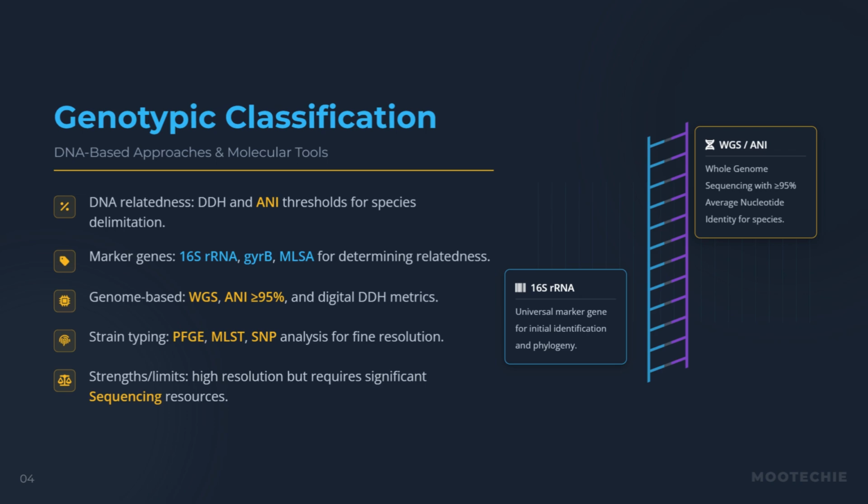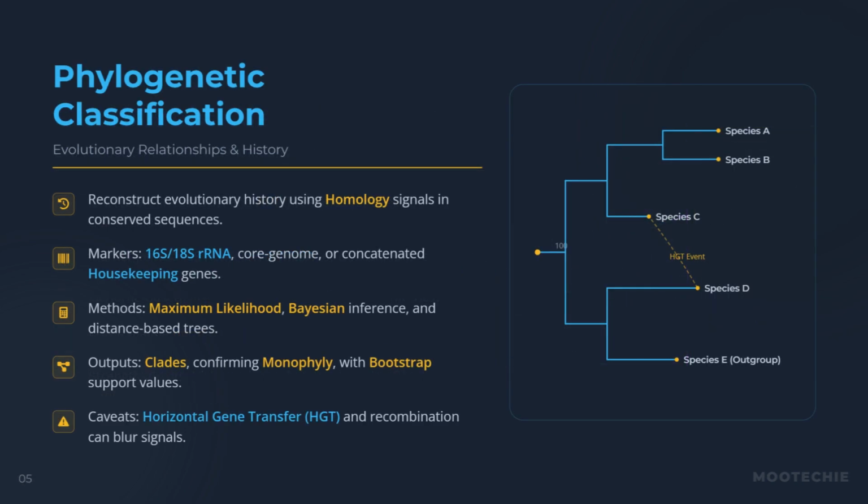This brings us to phylogenetic classification, which focuses on evolutionary relationships and history. It aims to reconstruct the evolutionary history of life by comparing homology, shared ancestry, signals in conserved sequences. Common markers include the 16S rRNA gene for bacteria and archaea, 18S for eukaryotes, or sets of core genome or housekeeping genes which evolve slowly and are good for tracking deep relationships.